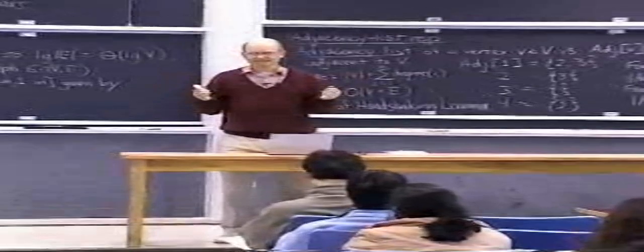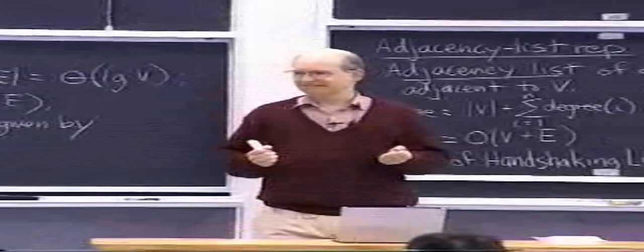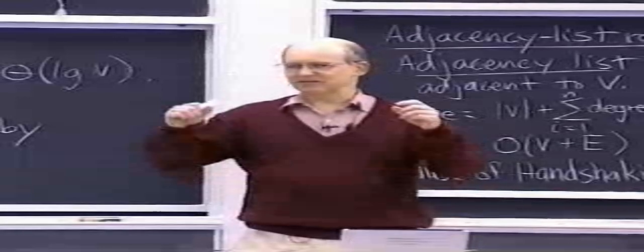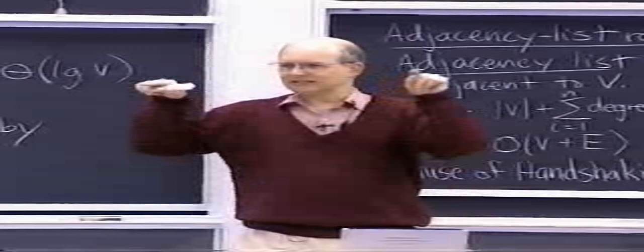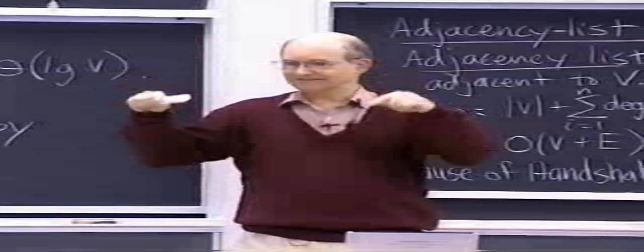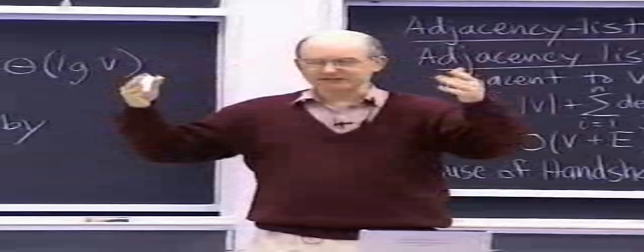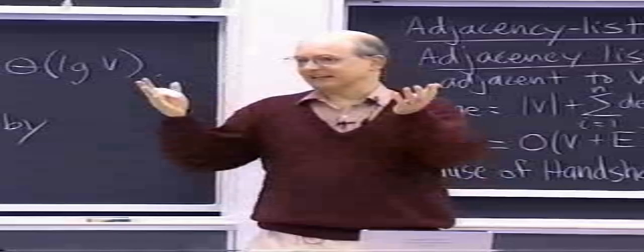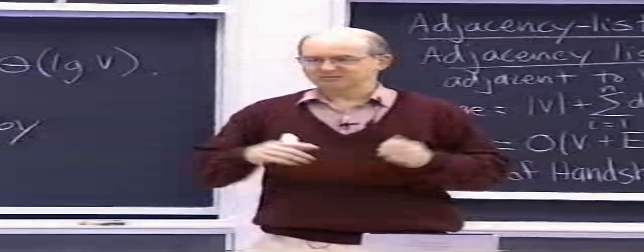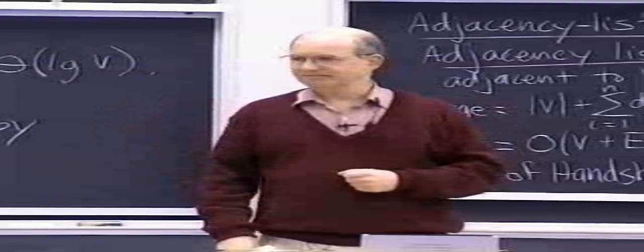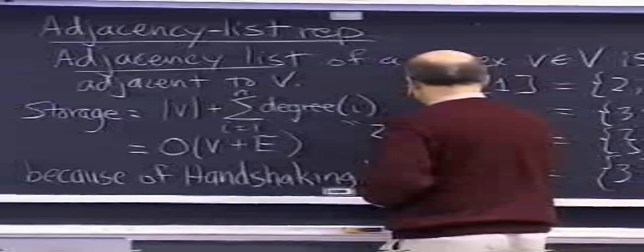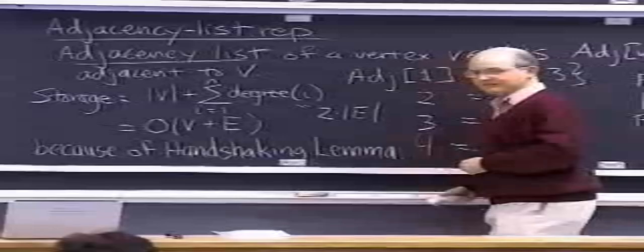Why is it even? Yeah, because whenever you shake hands, it increases the degree of both sides by 1. So the sum of the total degrees is increasing by 2. So basically, twice the number of edges is what you get when you sum all the degrees. So this term here is just equal to twice the number of edges by the handshaking lemma.